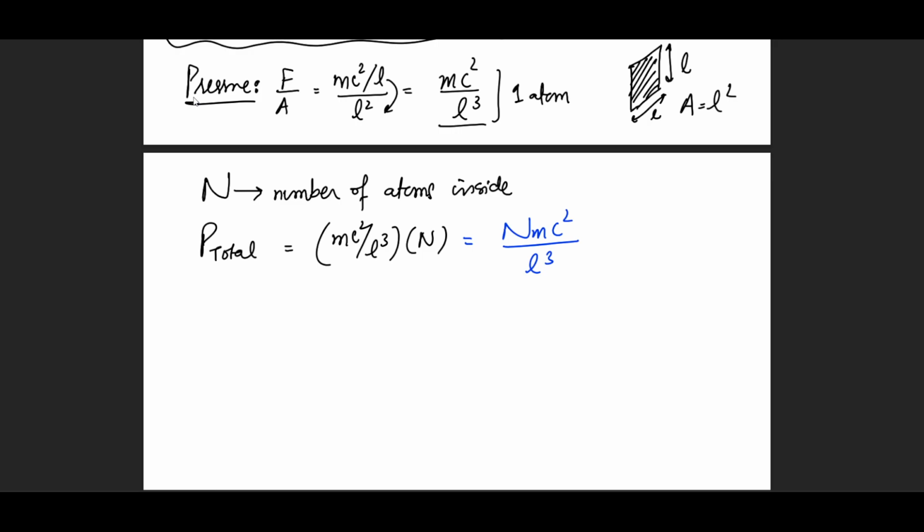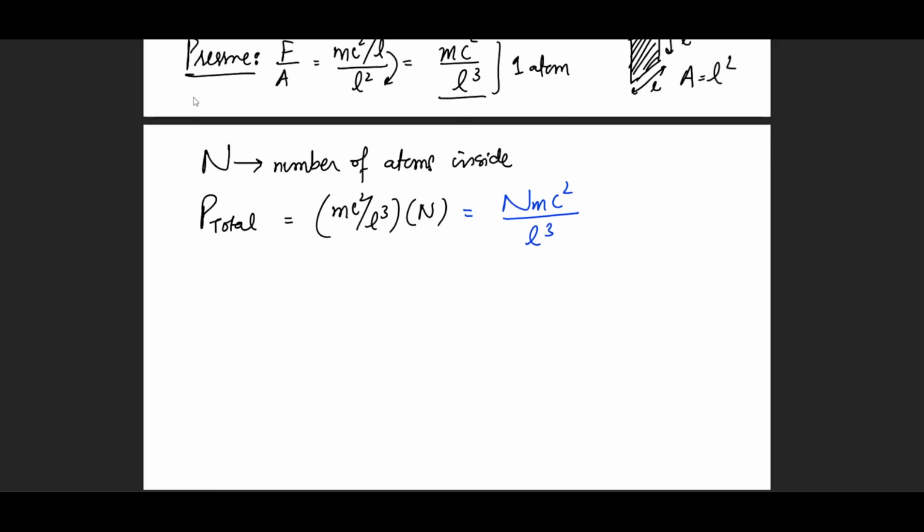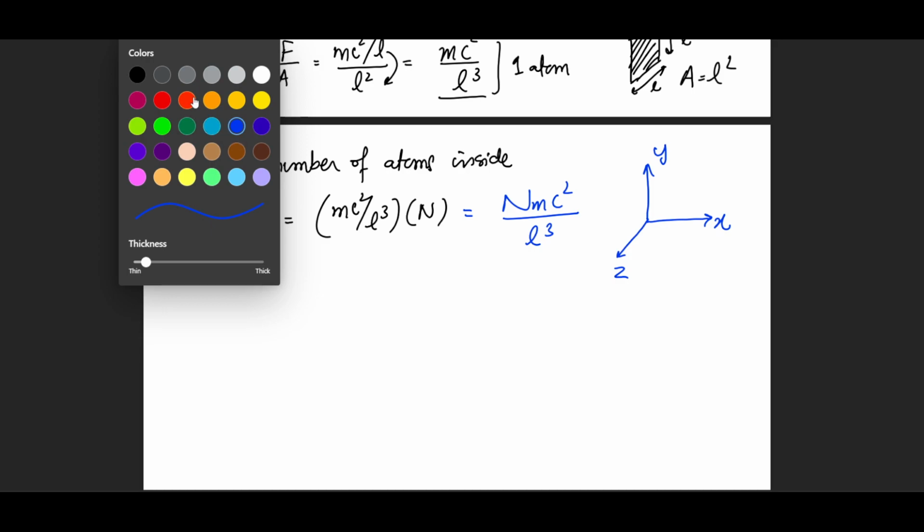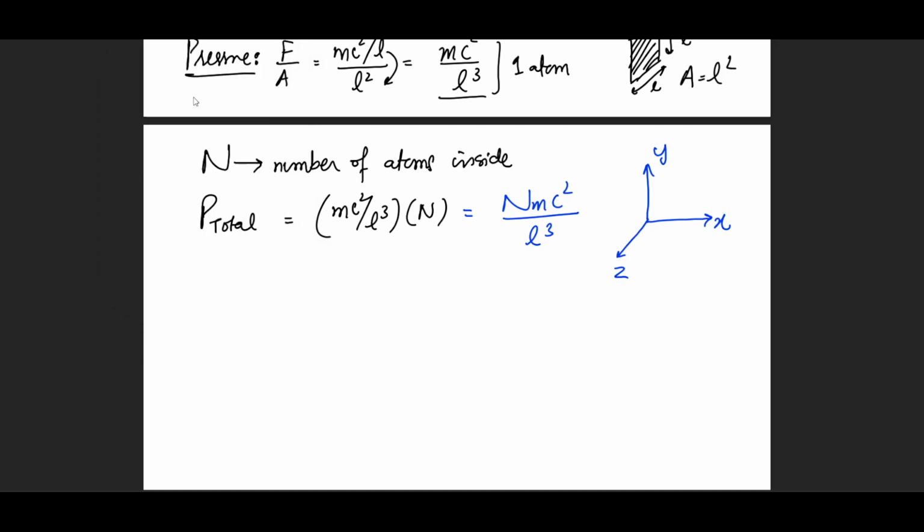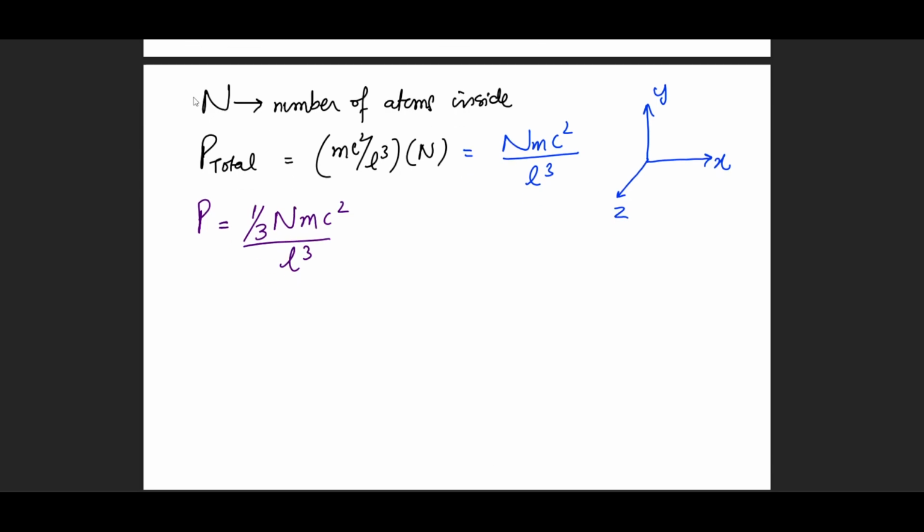The next step would be to introduce this pressure being normalized in 3 dimensions, because the molecule could be moving along the x-axis, along the y-axis, and along the z-axis. It could have all 3 components. So to normalize this, or to reduce its value along 3 axes, we are going to multiply a factor of 1 by 3. So the actual pressure comes down to 1 over 3 nmc squared divided by L cubed, right?